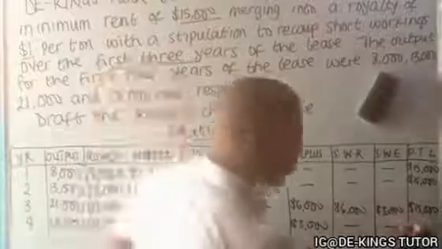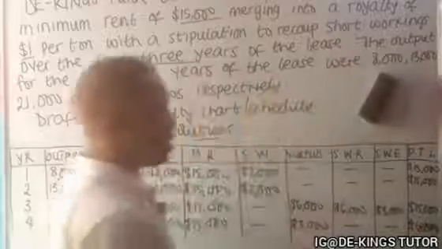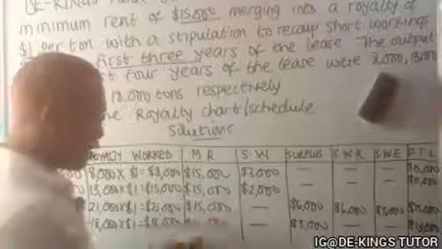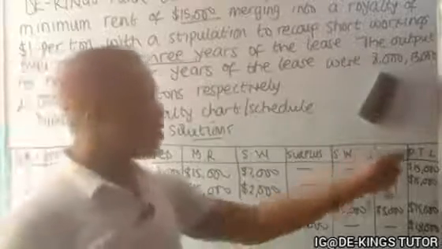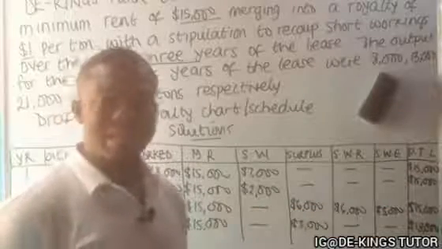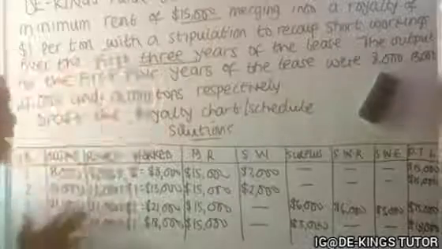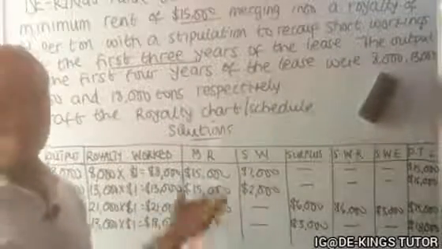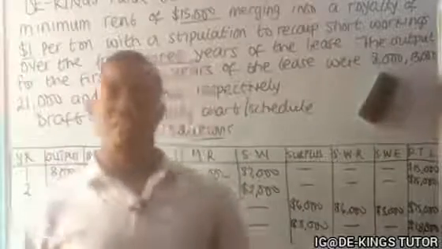So it is now $18,000 that is being paid. The total amount that was realized. Okay, so this is the payment to the landlord. This is how much they paid for each. I told you they cannot pay anything below the minimum rent. Okay, so that is how to prepare the royalty schedule or chart. So from here now, we can start preparing the ledger account.